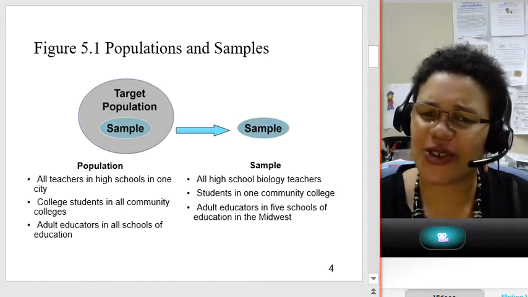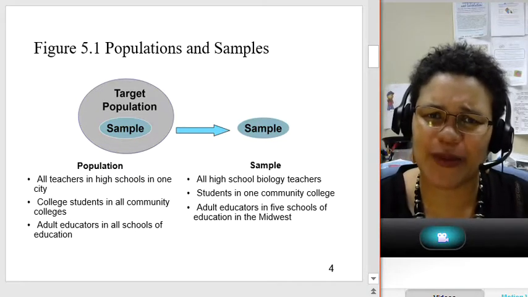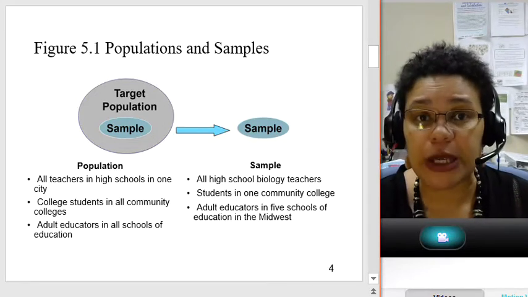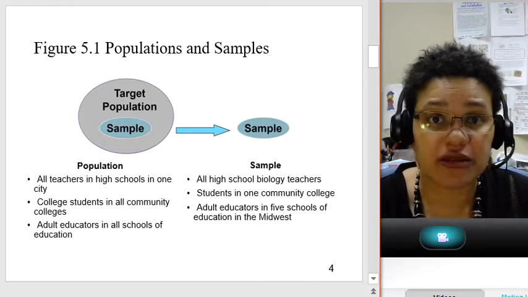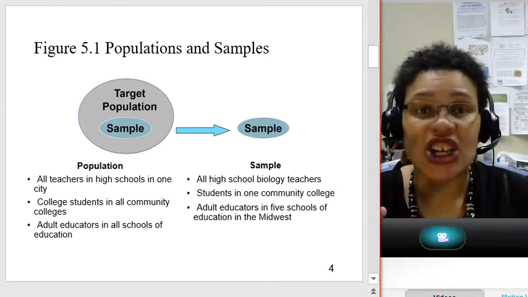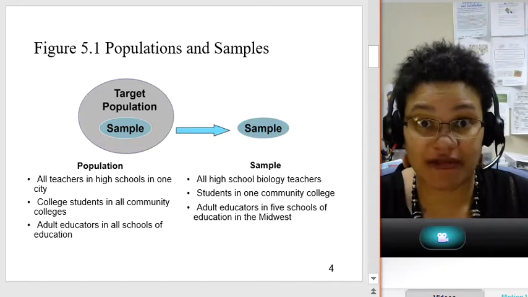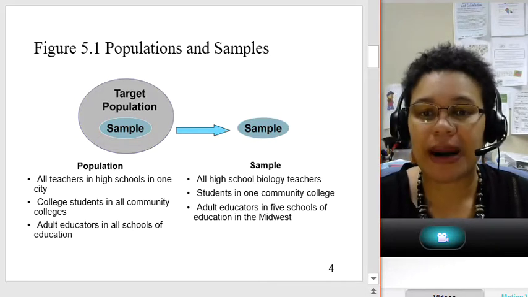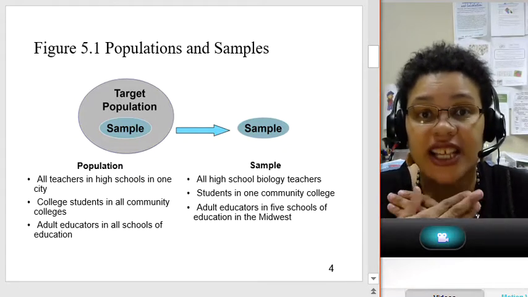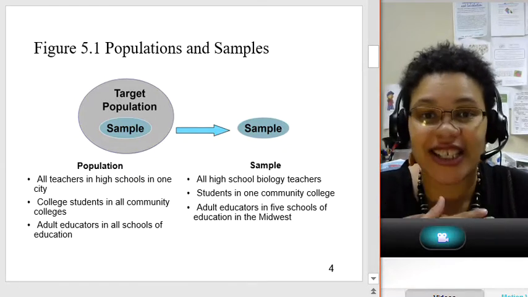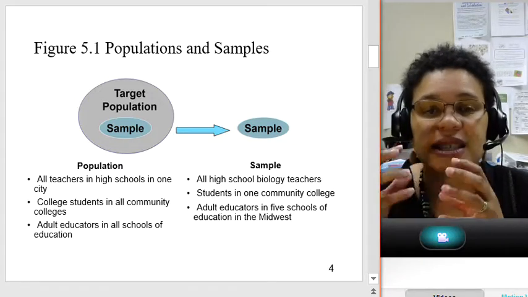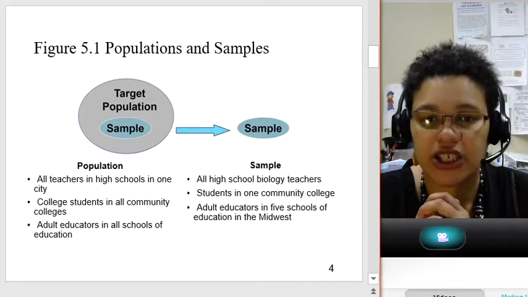I wouldn't choose only biology teachers because I would probably want a more representative sample. So I would want some people teaching all different subjects: some teaching biology, people teaching math, English, history, and so on. But my sample is going to be a smaller set. It's not going to be all the teachers in Atlanta or all the teachers in Augusta or wherever the entire city is. It's going to be a smaller set of teachers.